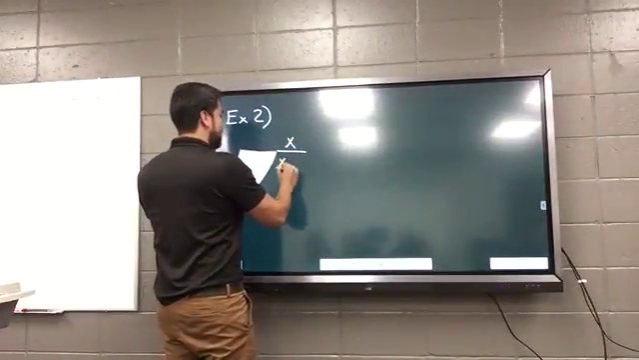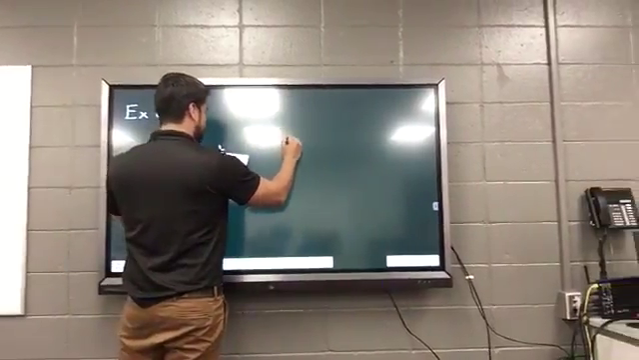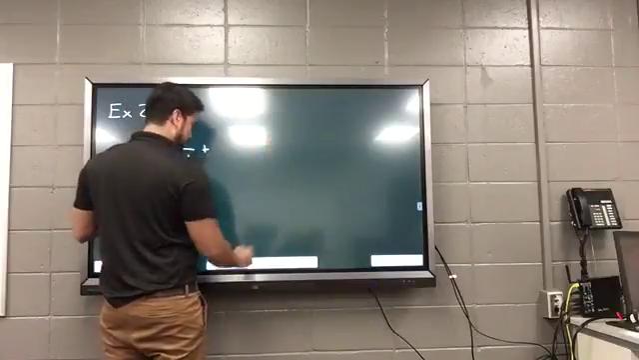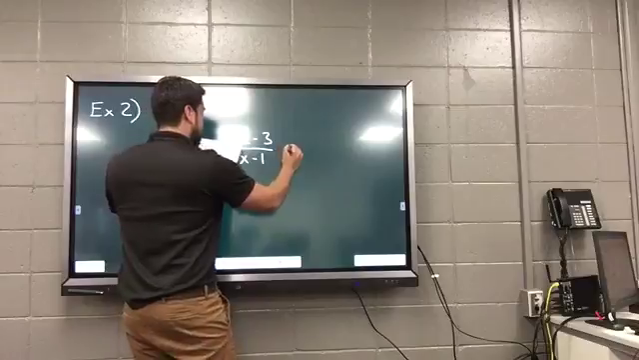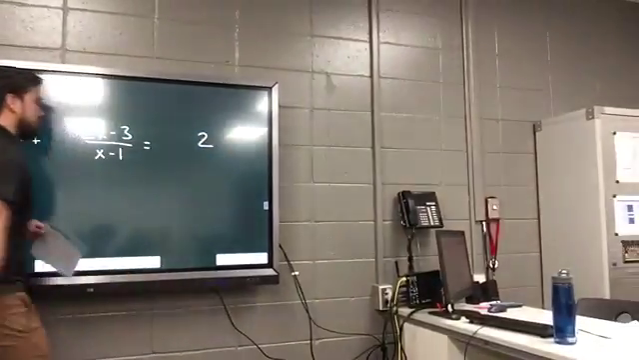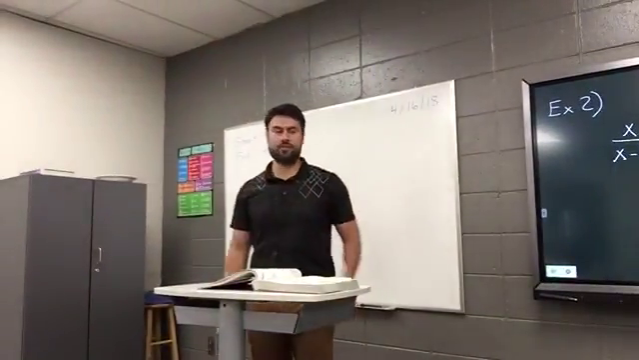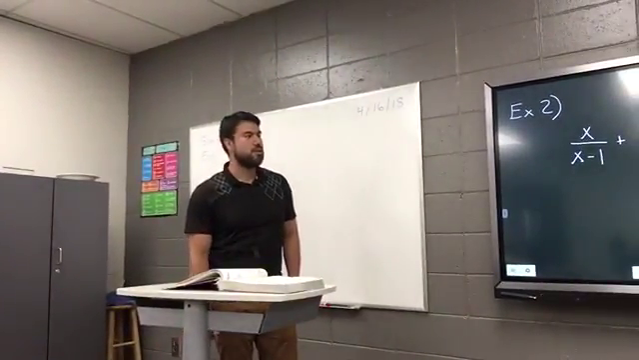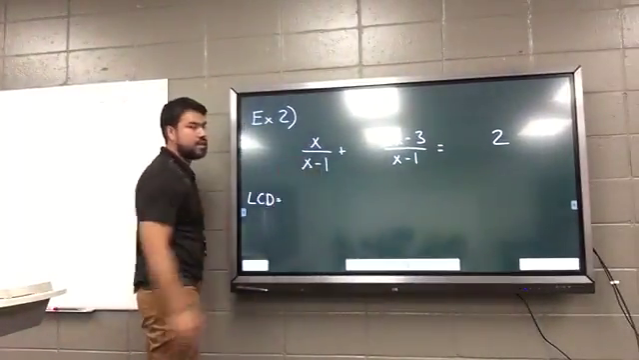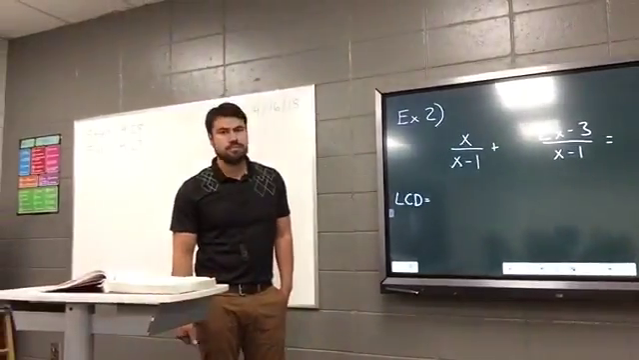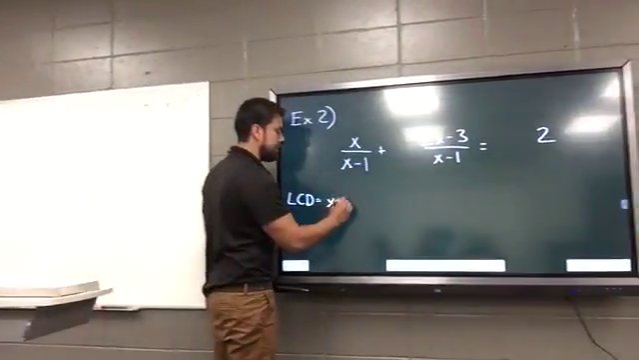x over x minus 1 plus 2x minus 3 over x minus 1 equals 2. And notice the space I gave because I know I'm going to have to get rid of those denominators. Well, I hope to get rid of those denominators. Okay, what's the LCD of those 3 fractions? Okay, it's the whole thing, x minus 1. That is the LCD.